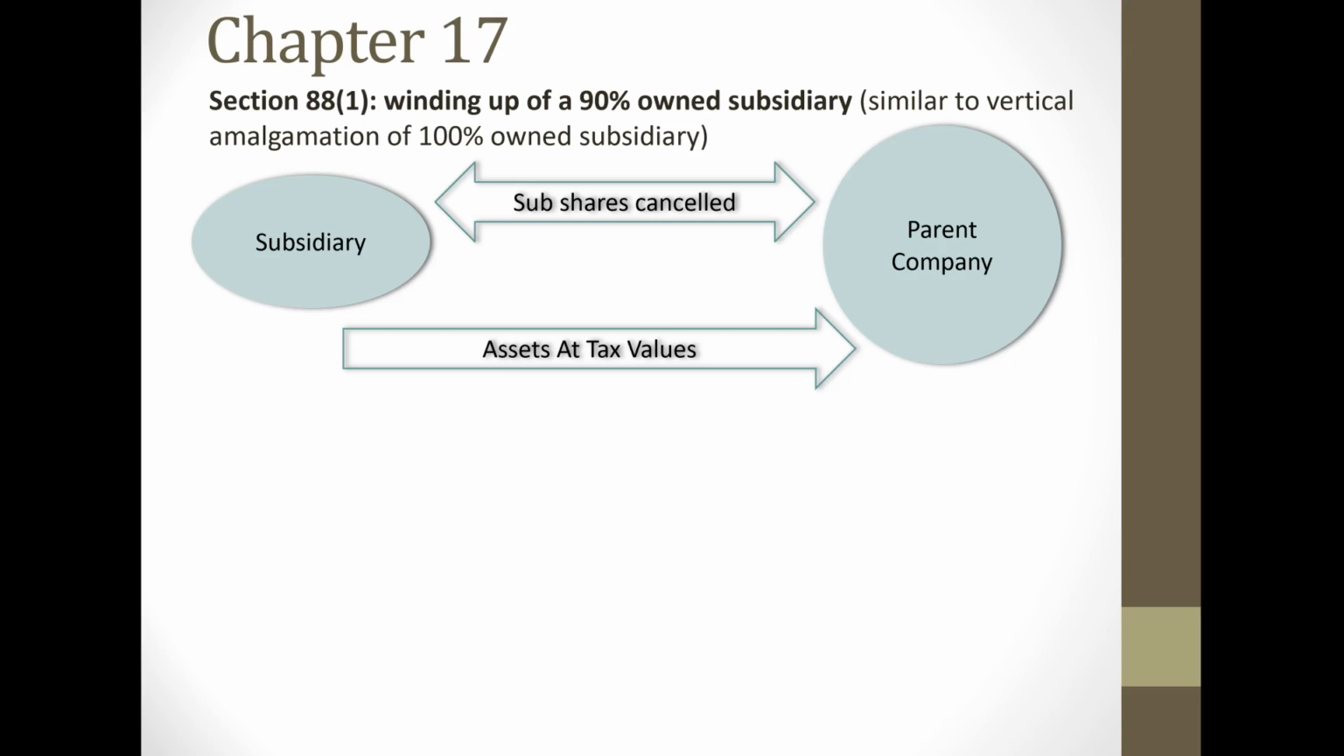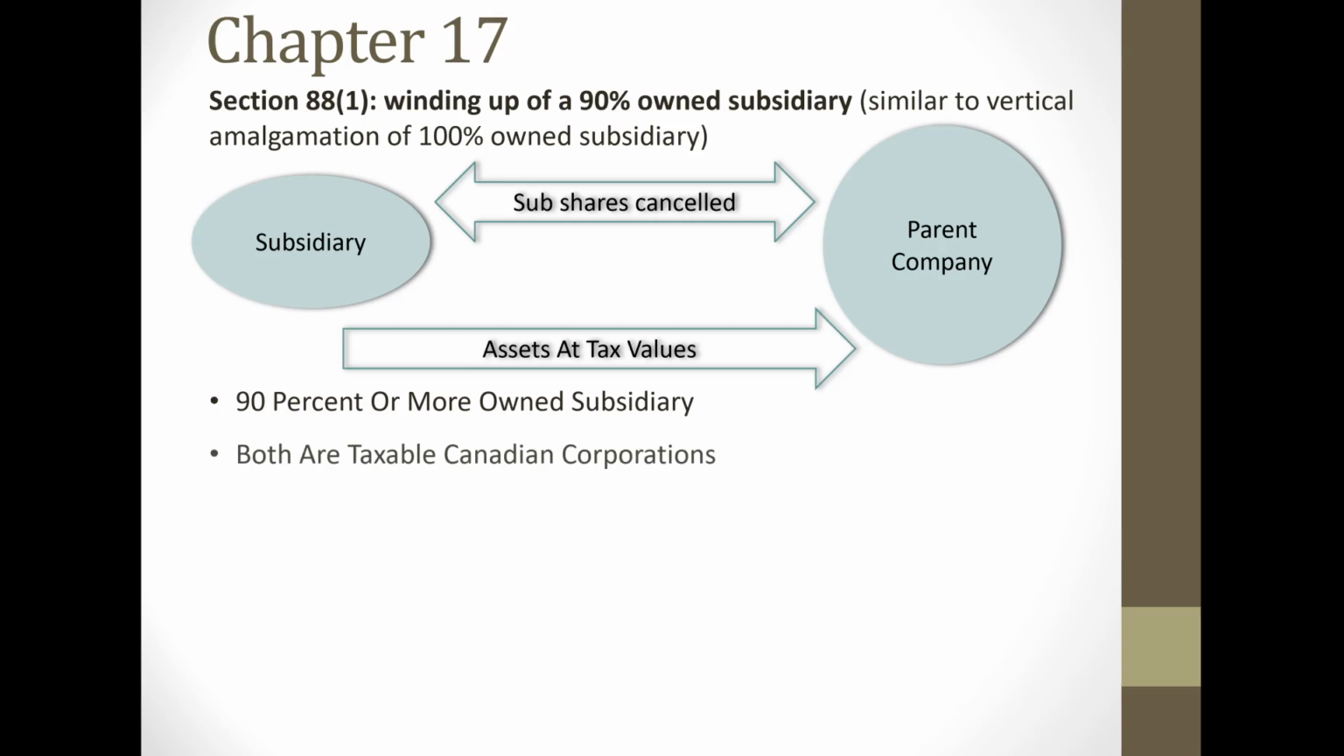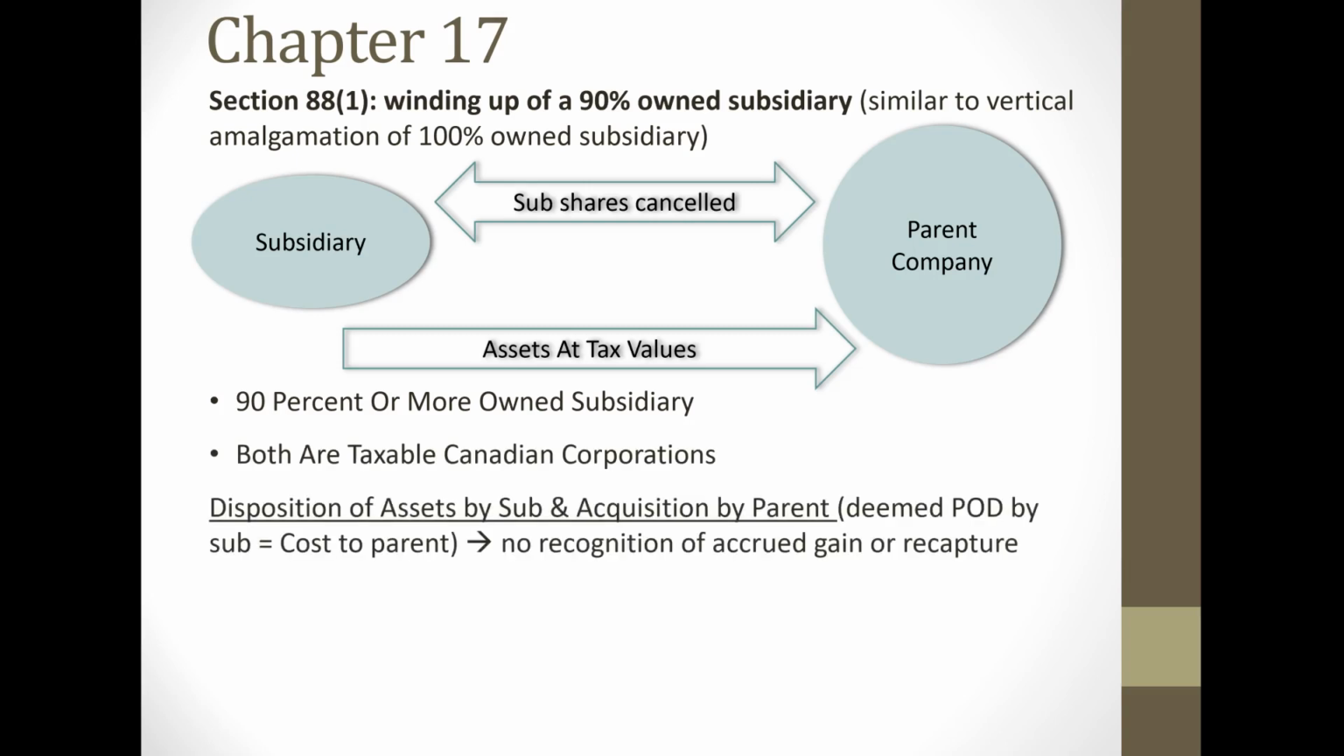So what would happen in a Section 88(1) wind-up is that the subsidiary shares are canceled and all the assets will just transfer to the parent company at tax value. So the outcome of a Section 88(1) is very similar to the outcome of a Section 87 amalgamation. Now, once again, the parent must own 90% or more of the subsidiary. Both of the companies must be taxable Canadian corporations.